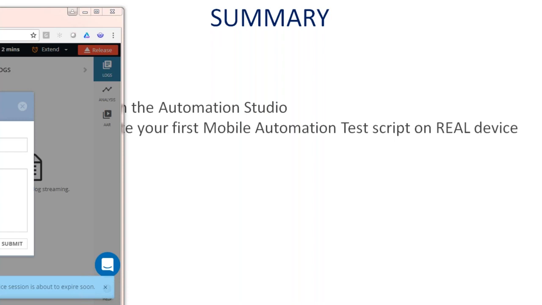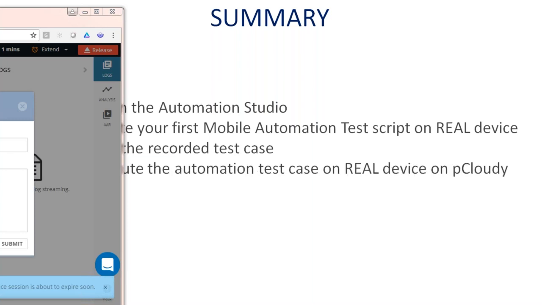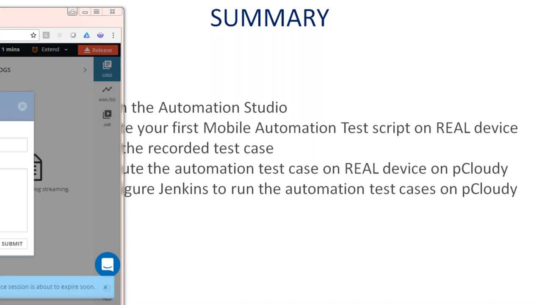Now this is the difference here. We have seen everything on the real device, and we have also seen how to edit the recorded test cases. I have shown you by adding the new keywords there, or moving the keywords up and down. We have seen how to execute the automation test cases on real devices on pCloudy, and that too we have done it in parallel with the simultaneous execution.